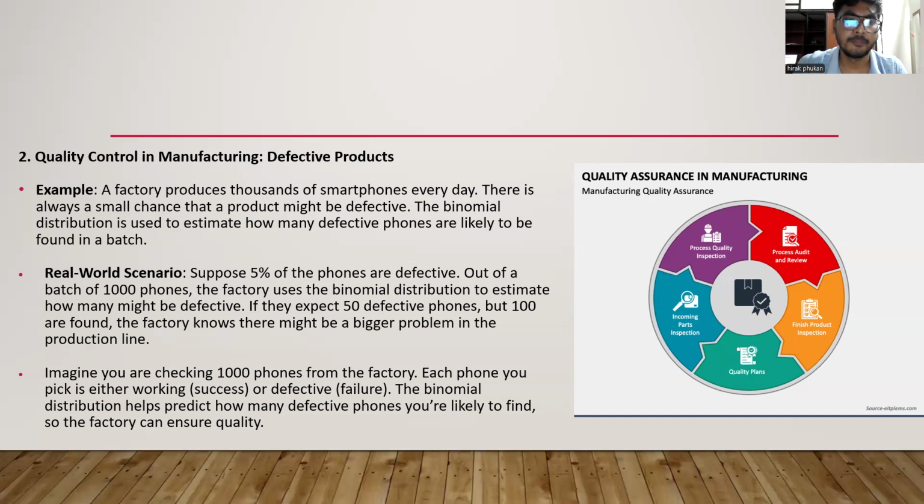Real world scenario. Suppose 5% of the phones are defective. Out of a batch of 1,000 phones, the factory uses the binomial distribution to estimate how many might be defective. If they expect 50 defective phones but 100 are found, the factory knows there might be a bigger problem in the production line. Imagine you are checking 1,000 phones from the factory. Each phone you pick is either working or defective, which is success or failure. The binomial distribution helps predict how many defective phones you are likely to find so the factory can ensure quality.